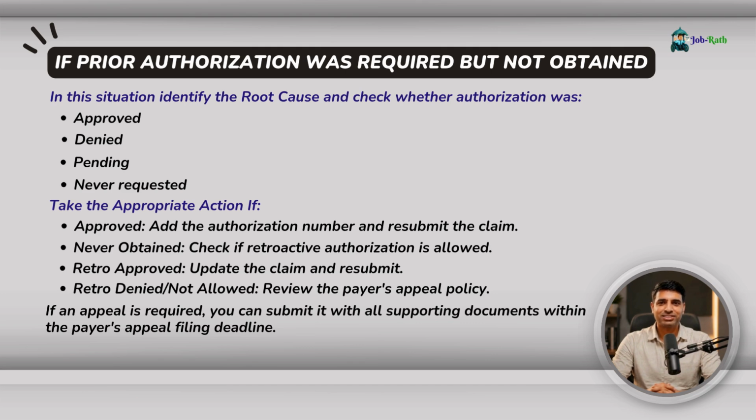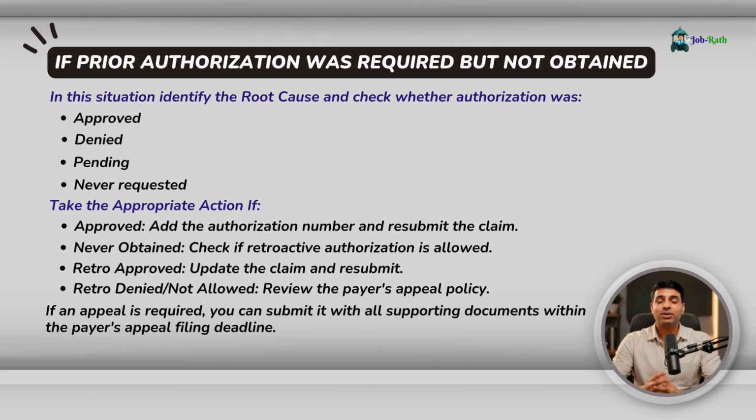If prior authorization was required but was never obtained, check whether the payer allows a retroactive authorization request. If retroactive authorization is allowed, submit the required documents and request the authorization according to the payer's guidelines. If the retroactive authorization is approved, correct the claim with the authorization details and resubmit the claim.